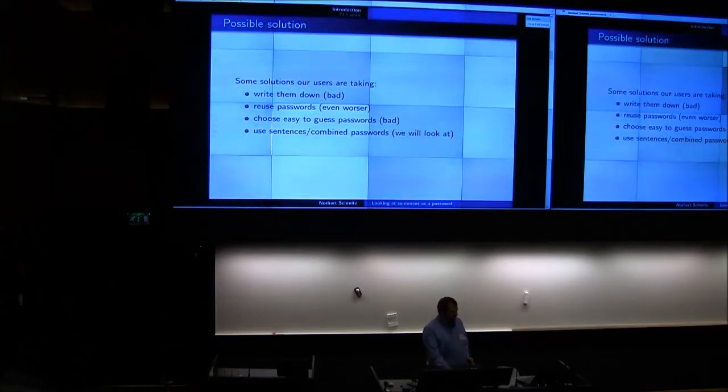One of them could be writing it down, which is very bad because this slip of paper you will lose, or you will put on your monitor, and therefore, well, we as pen testers have it somehow easy to guess these passwords. Others reuse their passwords, which is, in my opinion, even worse.